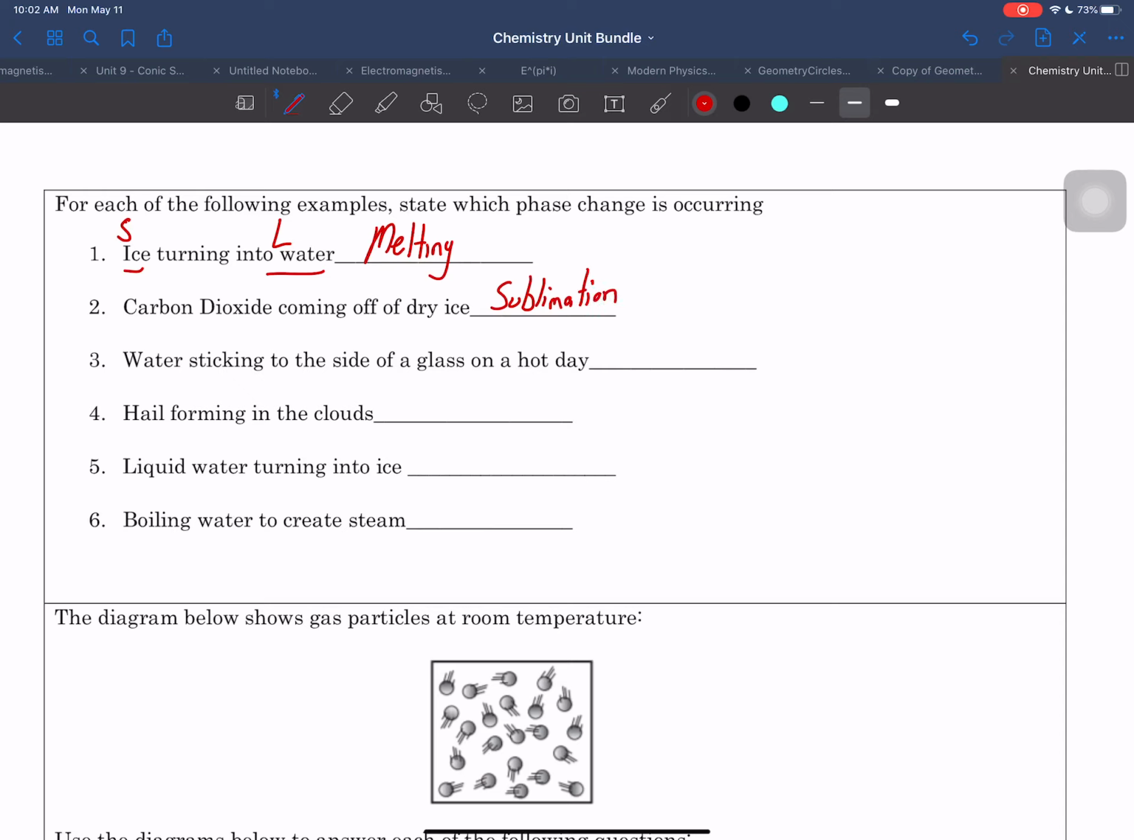Water sticking to the side of a glass on a hot day, that is condensation. Hail forming in the clouds. So hail goes directly from water vapor to a solid ice. So this would be deposition. Liquid water turning into ice, that's freezing. And boiling water to create steam is evaporation.